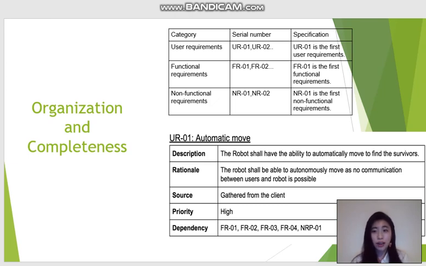For the identifiable requirements in the non-functional requirements section, we use NRP to represent performance constraints, and NRD represents development constraints. We created a form including description, rationale, source, priority, and dependency for each requirement. The form gives a consistent and appropriate level of detail.